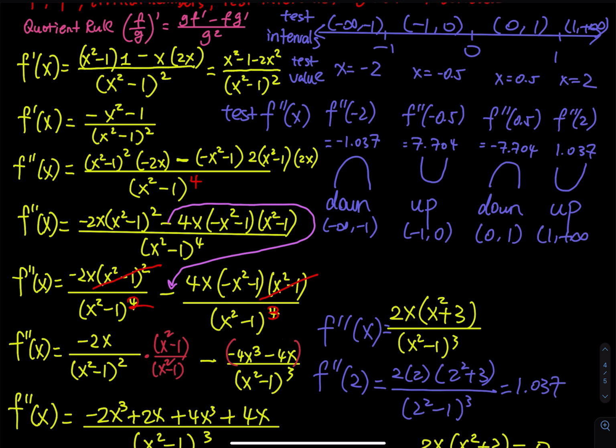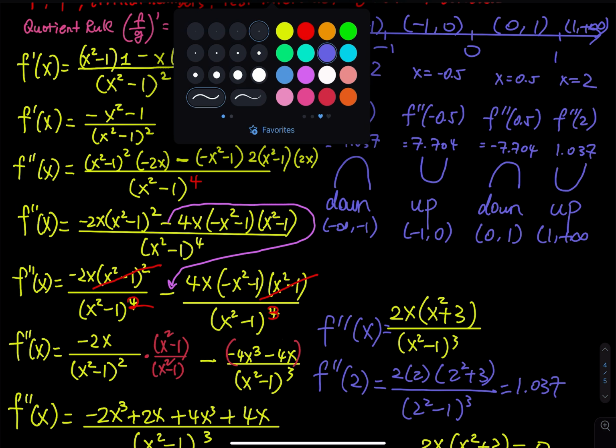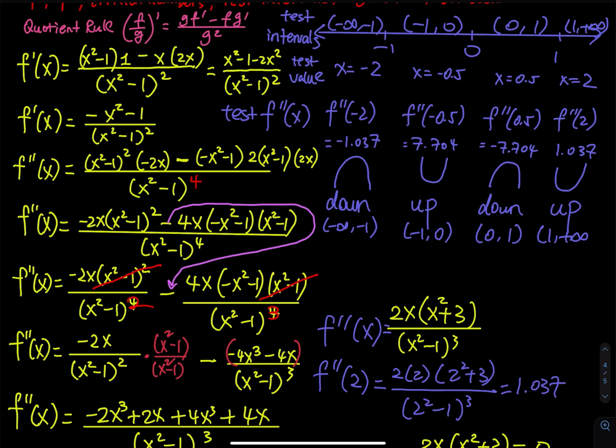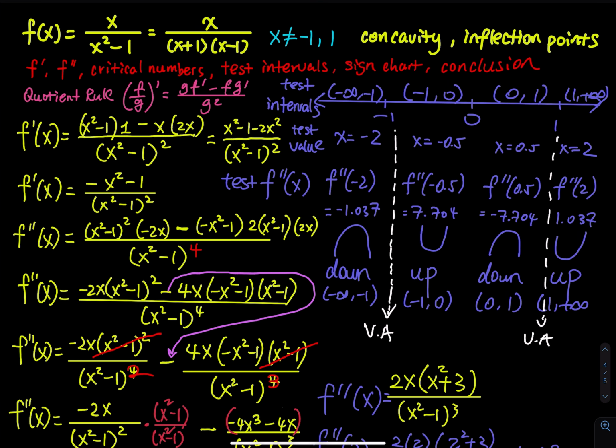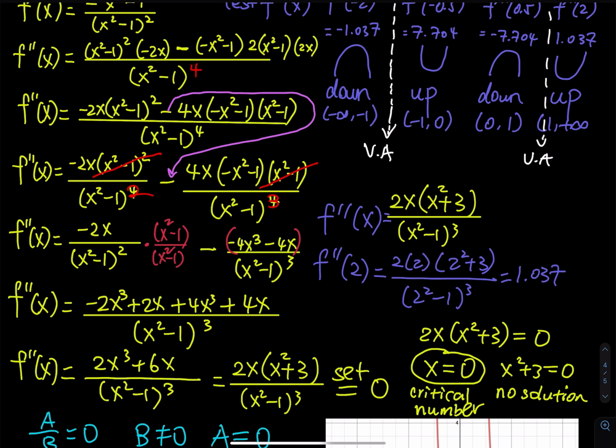Okay, and then they ask you to find the inflection point, and here is the next thing that you have to be careful about. So this x equals negative 1 is a vertical asymptote, right? This x equals 1 is also a vertical asymptote. They are not the critical points. Do you see that? At the very beginning, x cannot be equal to 1 and negative 1 because they are vertical asymptotes. So the only critical point is where x equals 0.